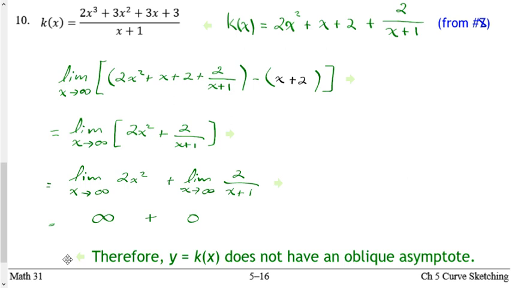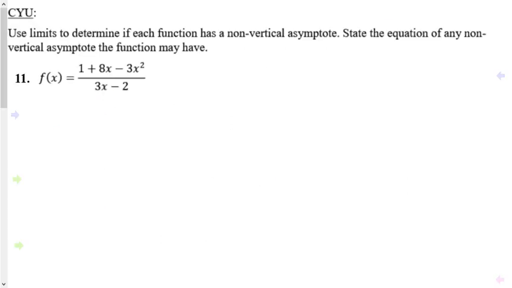So the next two questions are check your understanding. I'd like you to go through the same process to show that there is a non-vertical asymptote to each of these. So at this point, please pause the video and you can restart as soon as you've finished questions 11 and 12. They may be misnumbered in your notes, but this is how they're numbered in my notes.